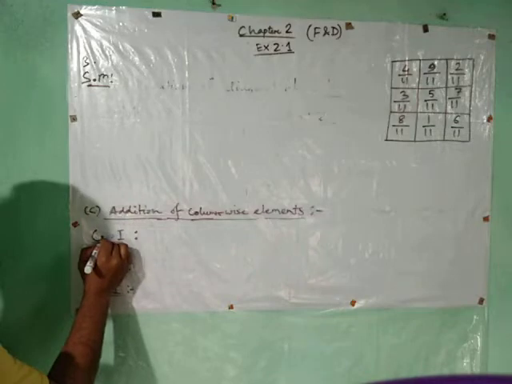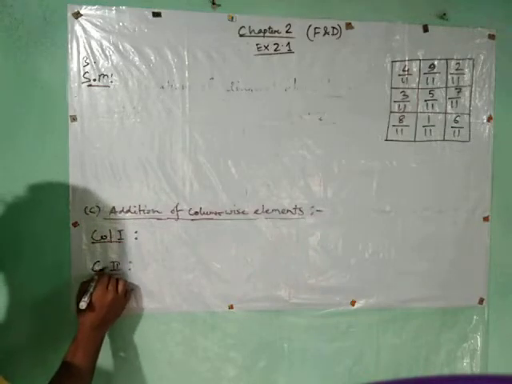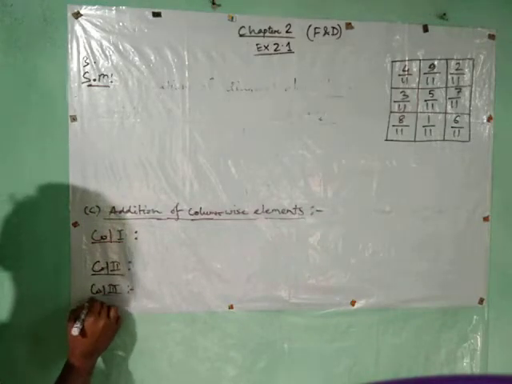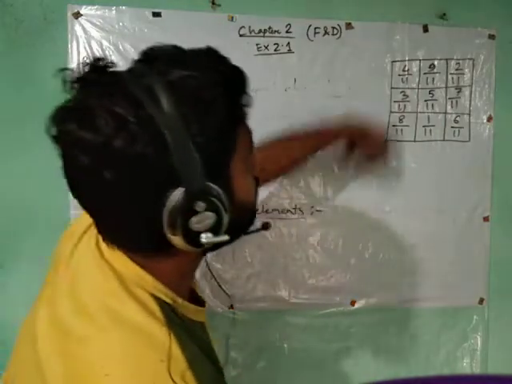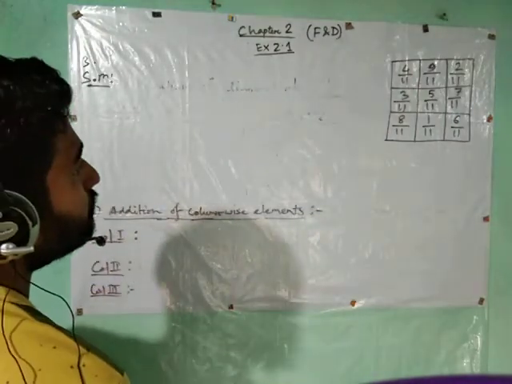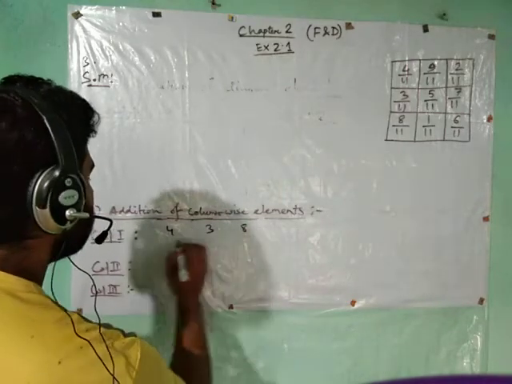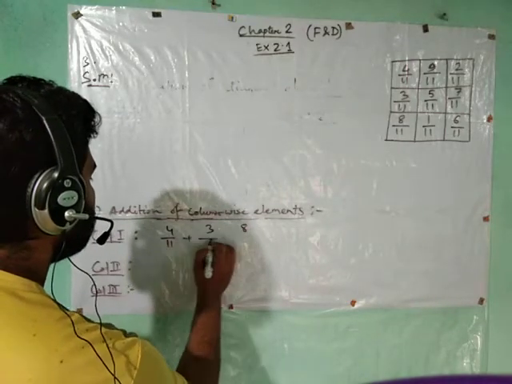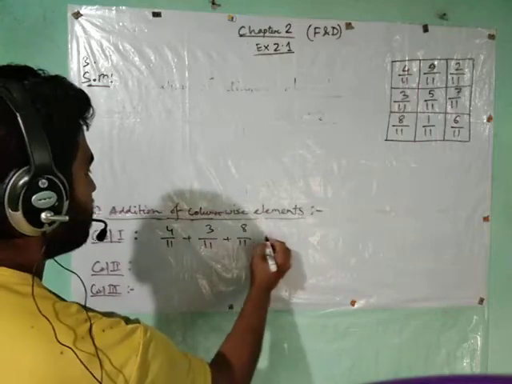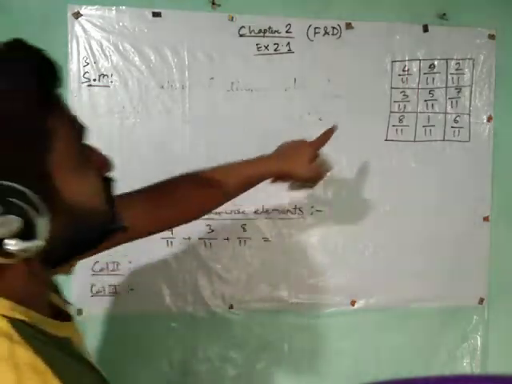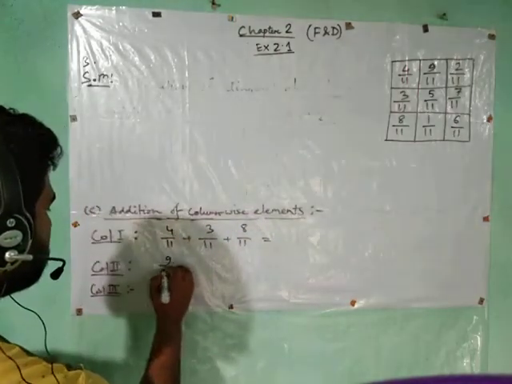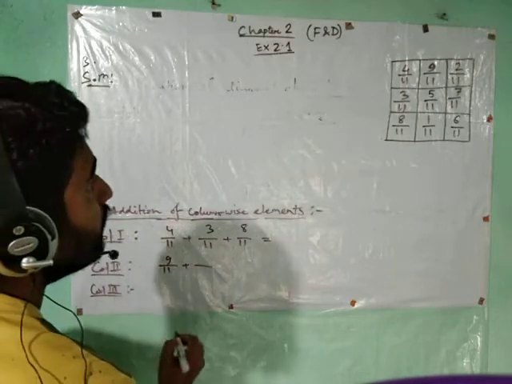Now column, you can write simply column 3. Now column 1, this one: 4 3 8 by 11 plus by 11 plus by 11 equals. Now row 2, I will first write down everything: 9 5 1.